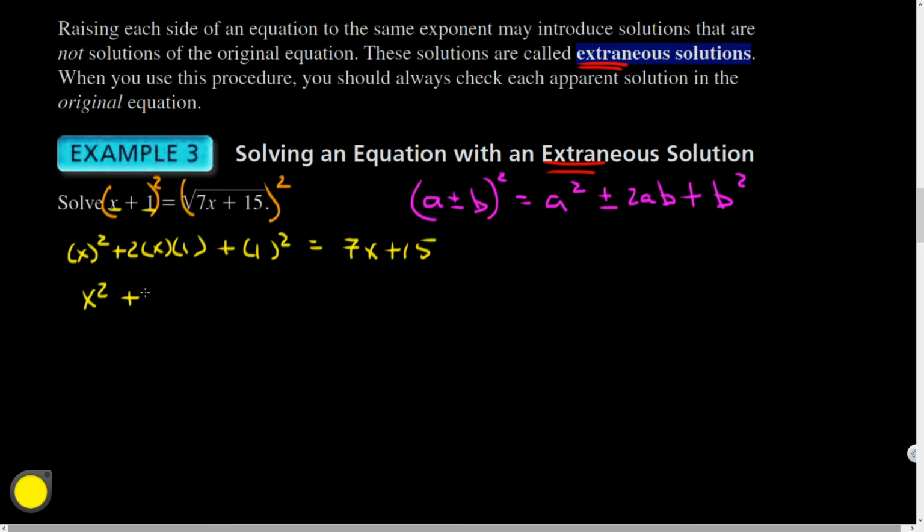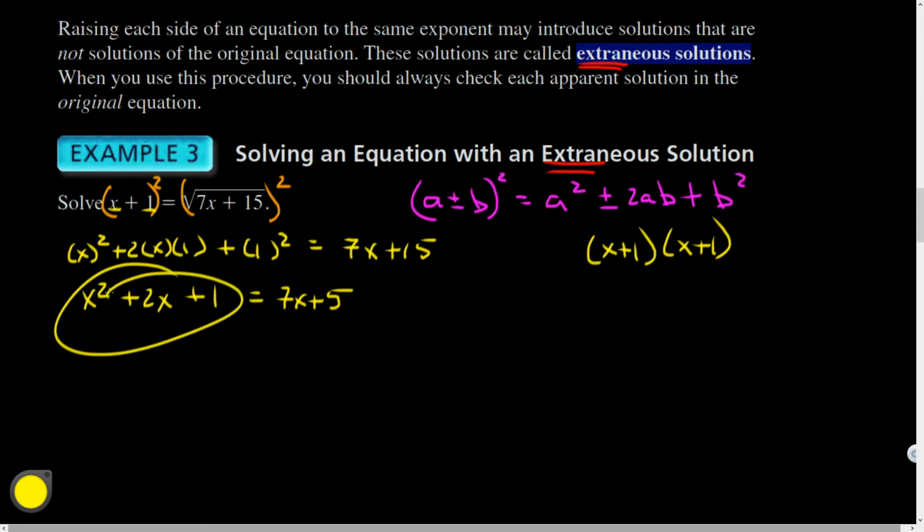X squared plus 2x plus 1 equals 7x plus 5. Oh man, guys, so many skills are coming back. I had to remember my special pattern. Although you could have arguably, instead of x plus 1 all squared using the pattern, done x plus 1 times x plus 1 with double distribution. You'd still get the same outcome.